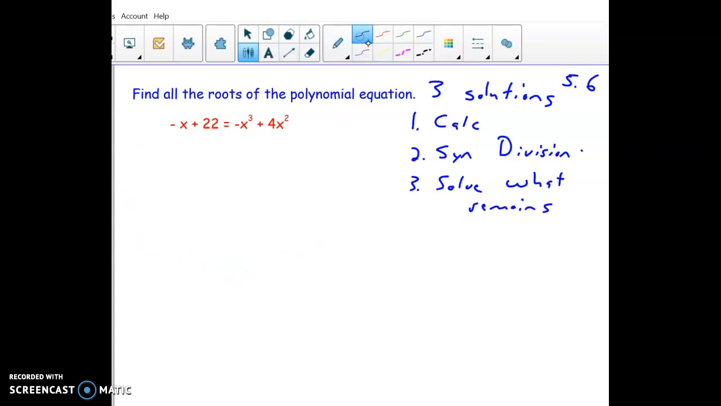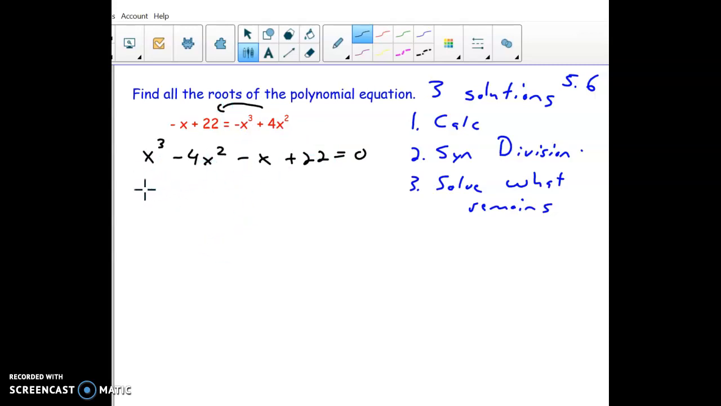All right, so at any rate, before I do any of that, I'm going to get 0 on one side. So I'm going to add x cubed to both sides and minus 4x squared. Generally, you want the cube part, or the highest exponent part, positive. So we'd have minus x and plus 22. So basically, I'm moving these ones over by adding x cubed and minusing 4x squared.